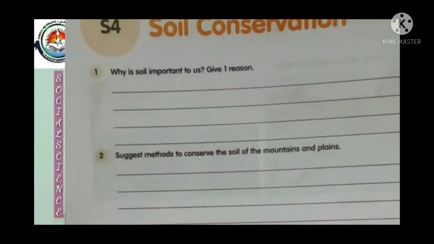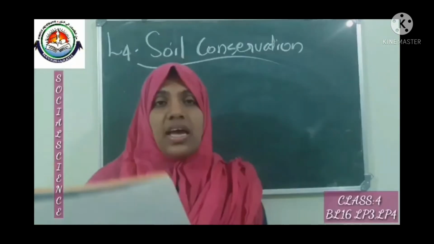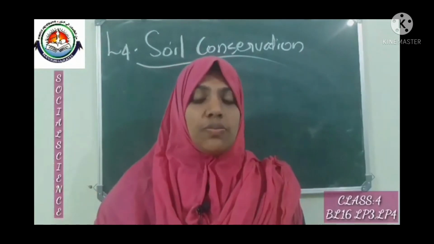Then S4, soil conservation. Why is soil important to us? Give one reason. Soil is very important to us because we depend on soil to cultivate different types of crops for our food. Then suggest two methods to conserve soil of the mountain and plains. In mountain, we can use which method? Terrace farming and contour plowing. In plain, which method can we use? Planting more trees, and crop rotation is suitable in plains.